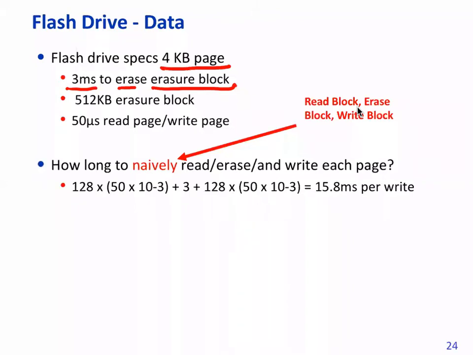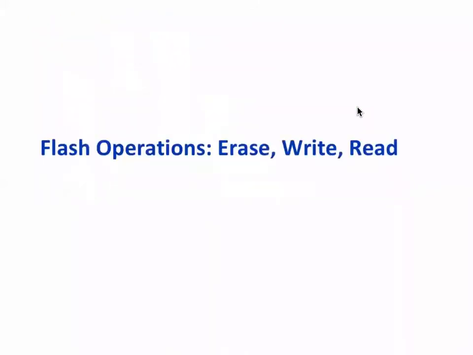Okay, and 512 KB erasure blocks, each block has 512 KB, and 50 microseconds to read and write a page, and from that you can calculate how much time per write will be required. So it turns out that per write, each page will be approximately 15.8 milliseconds. So you can compare this with the case of a RAM or a disk.